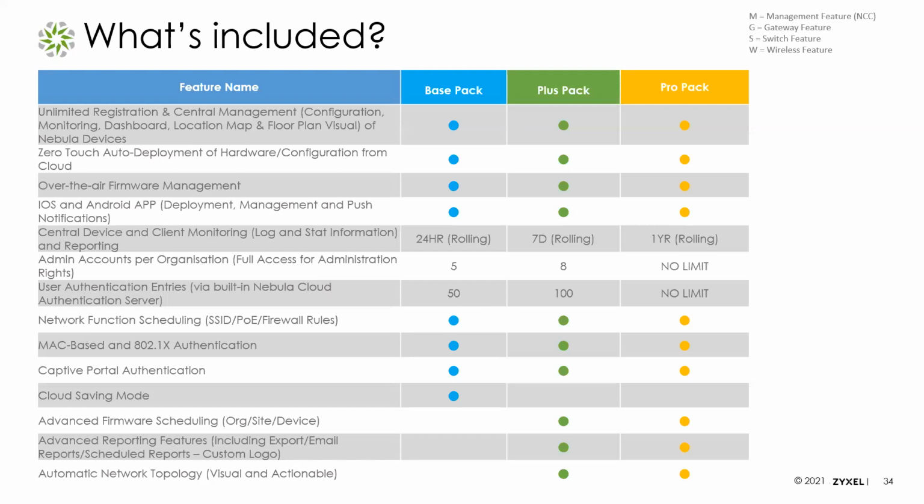Where we start to see some differences here is when it comes to the logs. So the free version of Nebula only keeps 24 hours worth of logs stored in the cloud. So if you need more than 24 hours worth of logs, you will need to either upgrade to Plus or Pro Pack, or you can use a syslog server and export the logs automatically to a syslog server that you run. Plus Pack bumps up the log storage to a week, and Pro Pack bumps up the storage to a full year.